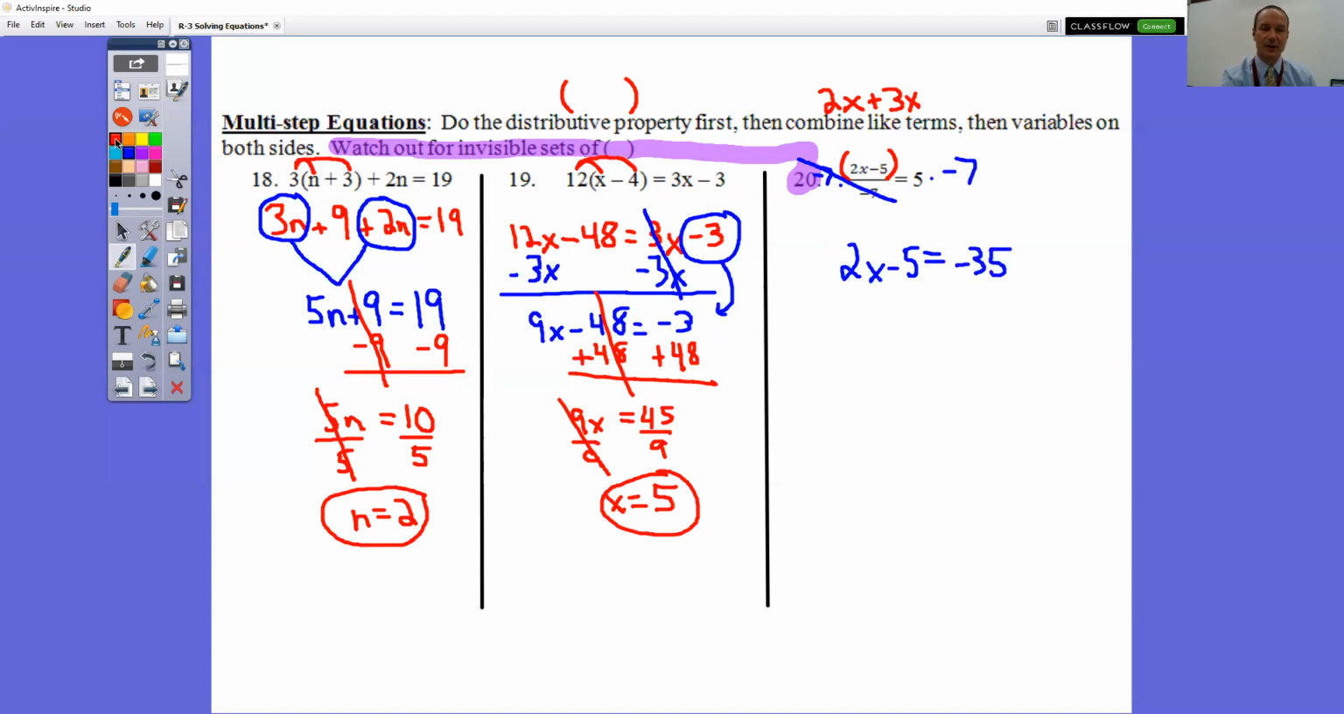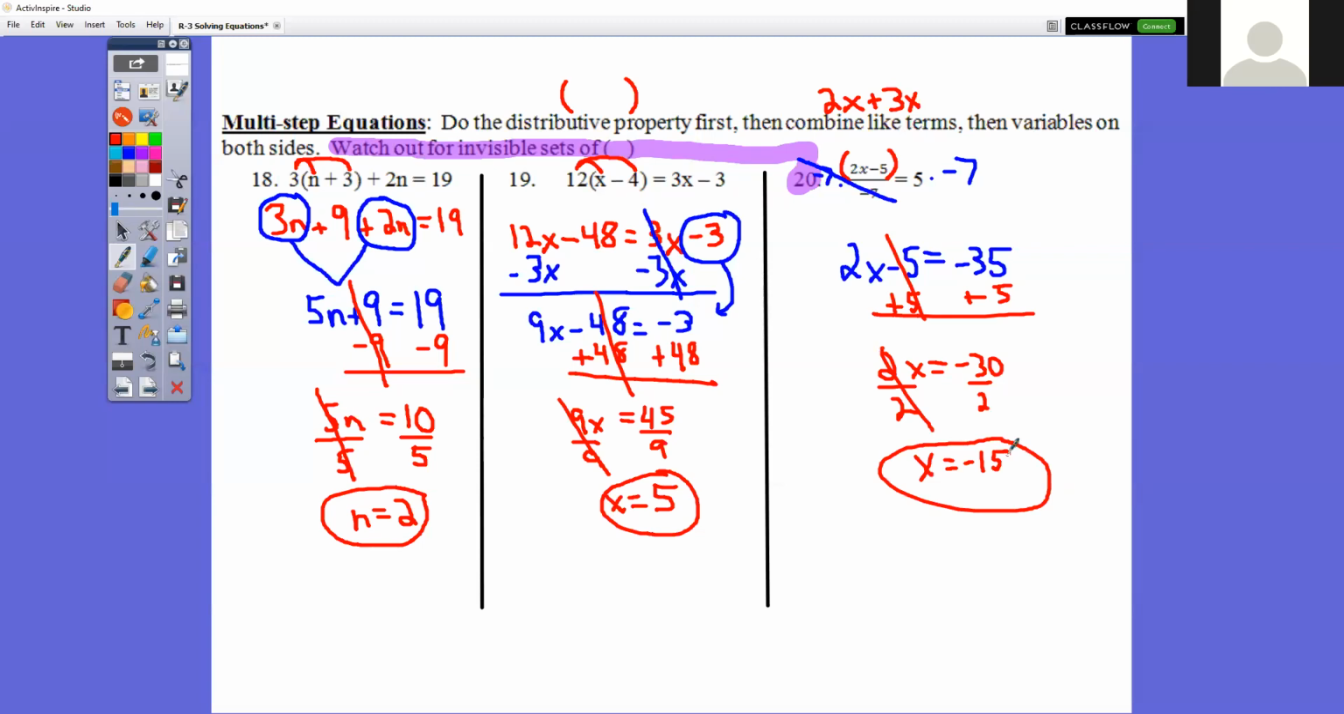Now you just have a two-step equation, just like we had over here. So we want to do +5 and +5 to try and get that 2x all by itself. So we have 2x equals -30. Divide by 2, divide by 2, and you get x equals -15.